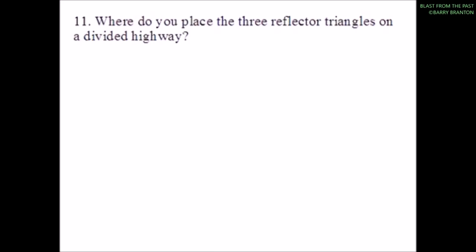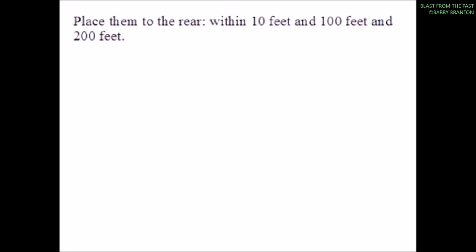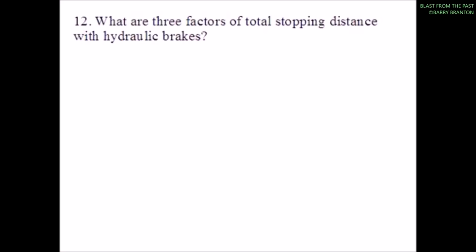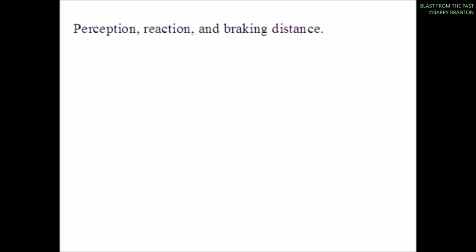11. Where do you place the 3 reflector triangles on a divided highway? Place them to the rear within 10 feet, 100 feet, and 200 feet. 12. What are 3 factors of total stopping distance with hydraulic brakes? Perception, reaction, and braking distance. So again, that's perception, reaction, and braking distance.